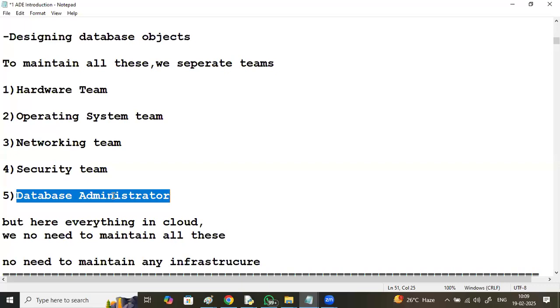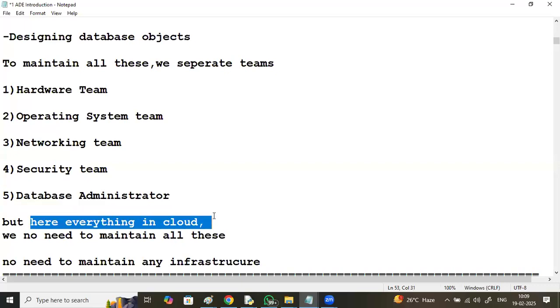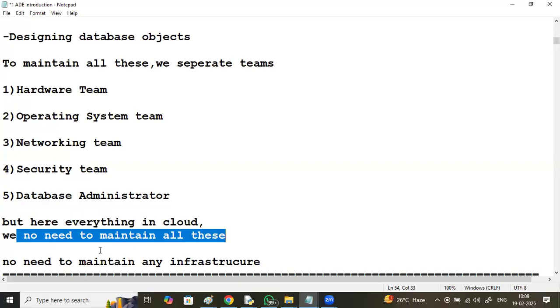But if you go with the cloud, everything is in the cloud, and there is no need to maintain all this. No need to maintain any infrastructure; everything is on the cloud side.